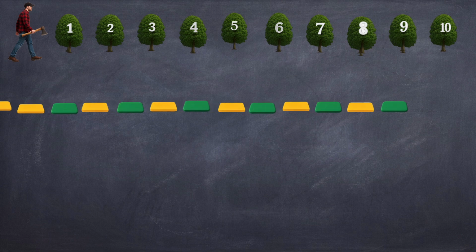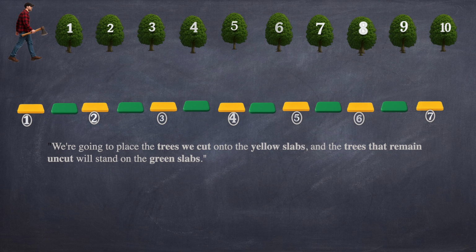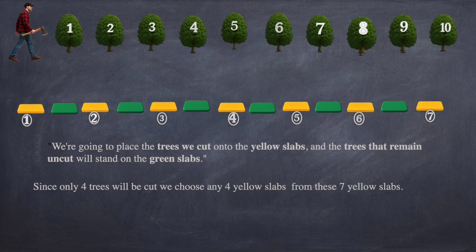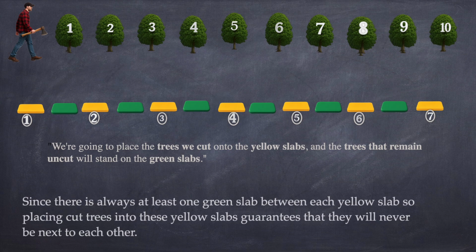Now we mark these yellow slabs, numbering them. The arrangement itself solves the problem. We will place the 4 cut trees on yellow slabs, which are already separated from one another by green slabs. Because of this natural spacing, simply choosing any 4 of the 7 yellow slabs automatically guarantees that no 2 cut trees will be positioned side by side. That means we will place the cut trees on the yellow slabs and the uncut trees on the green slabs.